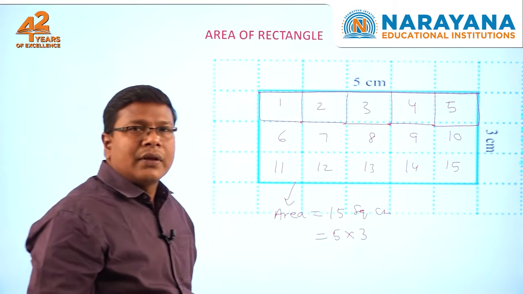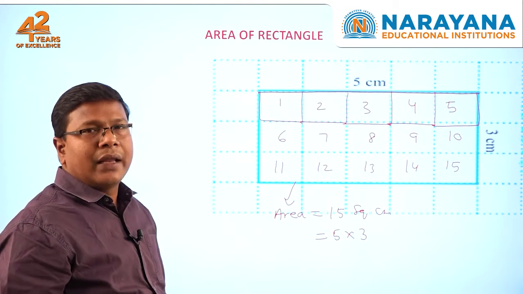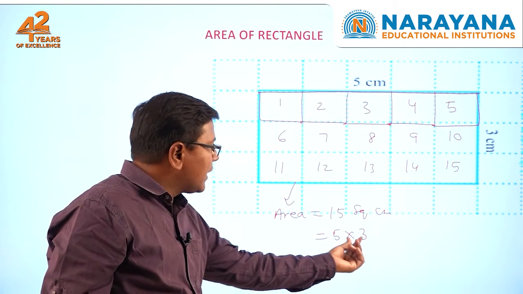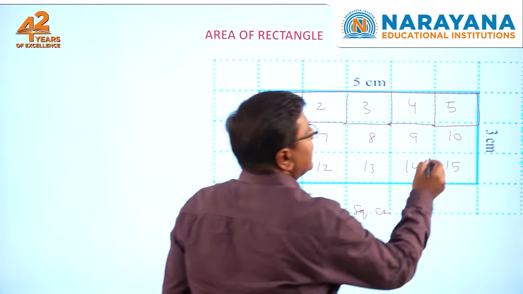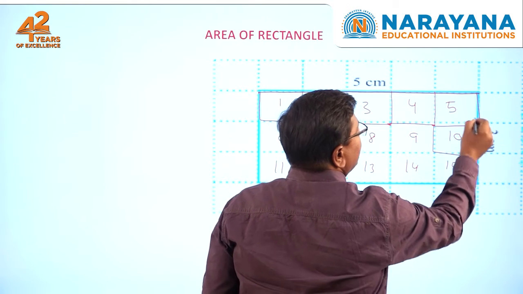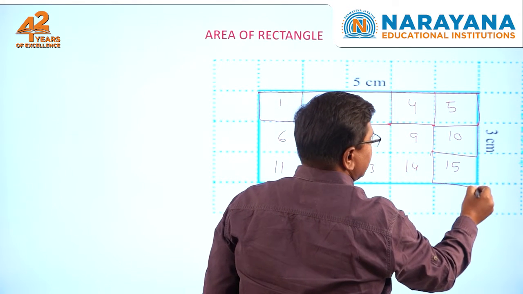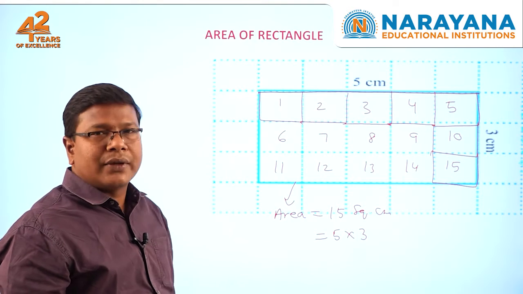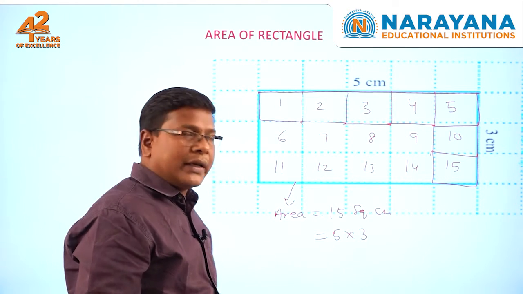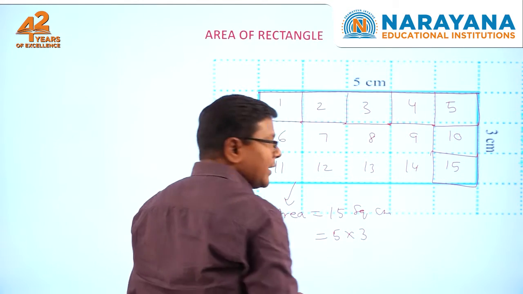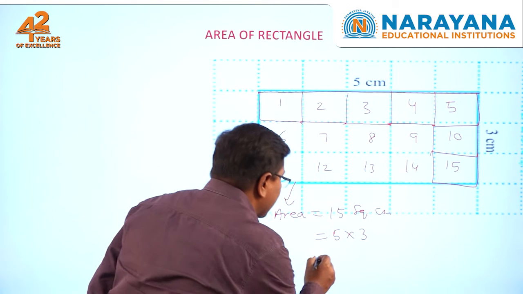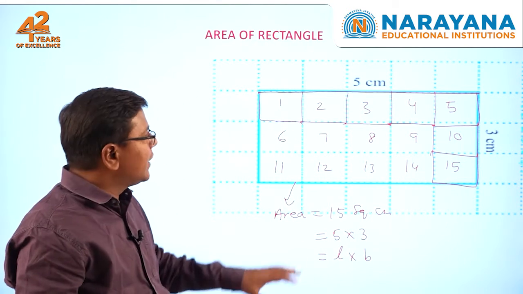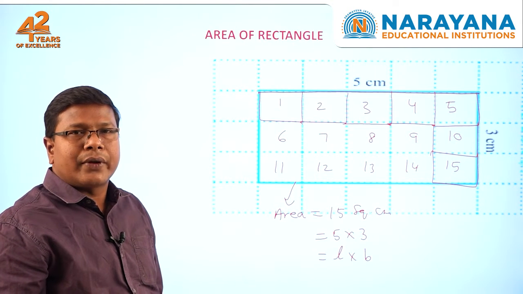Now, if you count along the breadth, there are 5 squares along the length, and along the breadth you count the number of squares: 1, 2, 3. Along the breadth you have 3 squares. Therefore, we can write 5 into 3, which is 15 square units. Nothing but the area of this rectangle is length into breadth. Length into breadth gives the area of this rectangle. Okay?